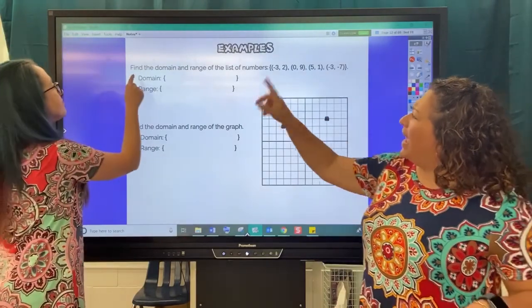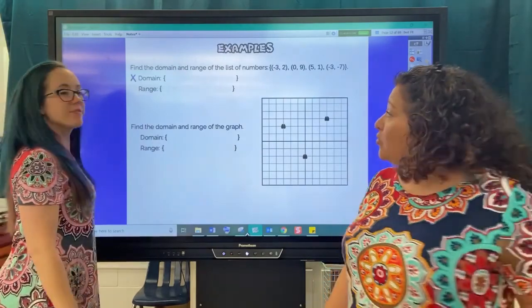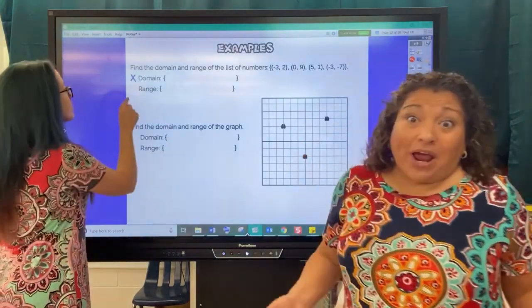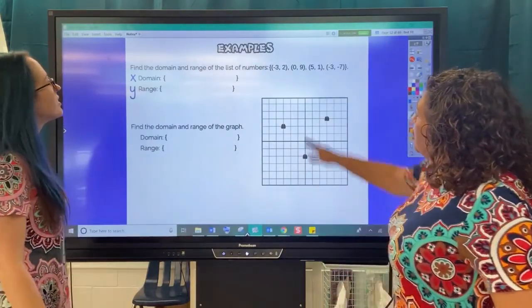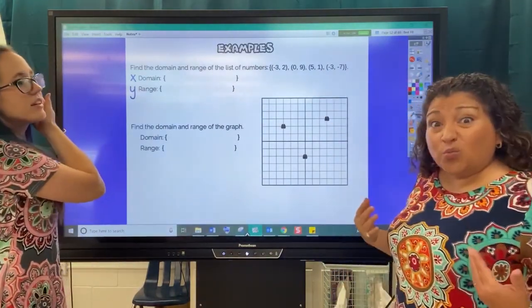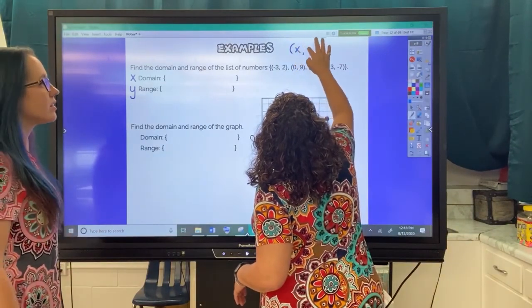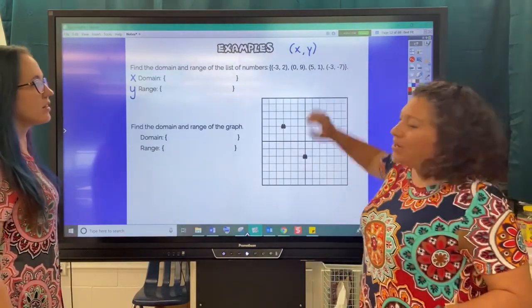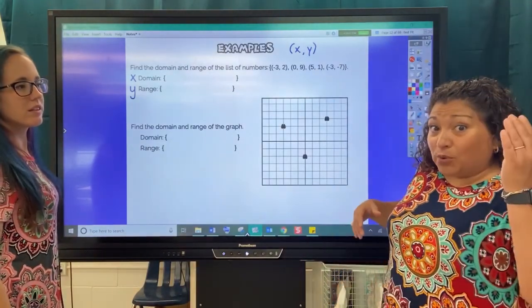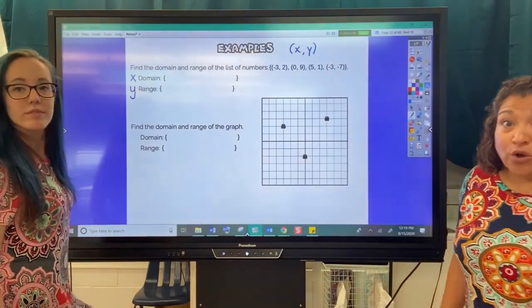By domain, right in front of it, we're going to write an X because we know those are our X values. And right in front of the range, we're going to write a Y because we know those are our Y values. As we look through here, I'm going to write what a coordinate pair looks like. It's parentheses X comma Y so that we don't make any mistakes about what goes where.